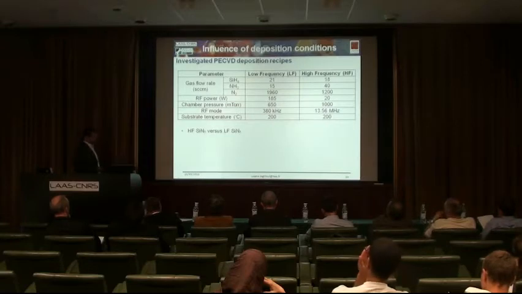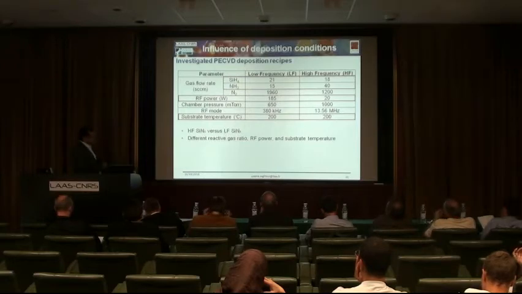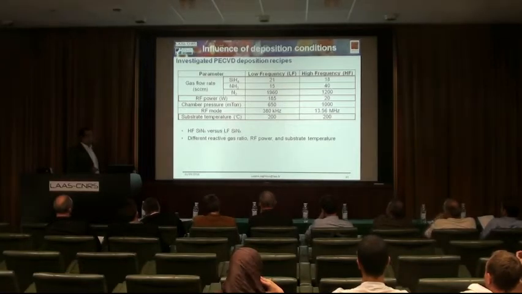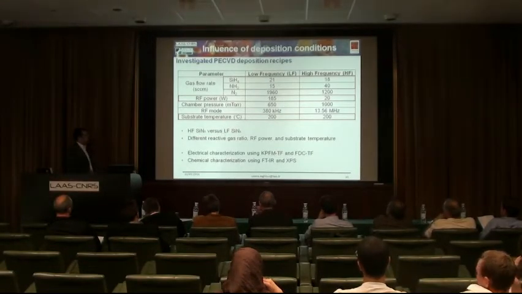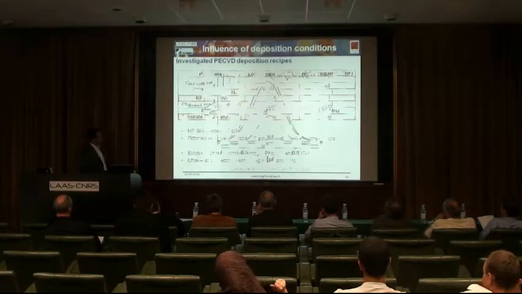The second effect we have investigated is the effect of the deposition conditions. As we mentioned at the beginning, we used two deposition recipes, low frequency and high frequency, and when we compared between them, we found a considerable difference. We also investigated the effect of the gas ratio, silane to ammonia, and then the power and temperature. Now we are going to see only low frequency versus high frequency, then only the gas ratio. We characterized using Kelvin force microscopy, thin film FDC, and also FTIR and XPS.